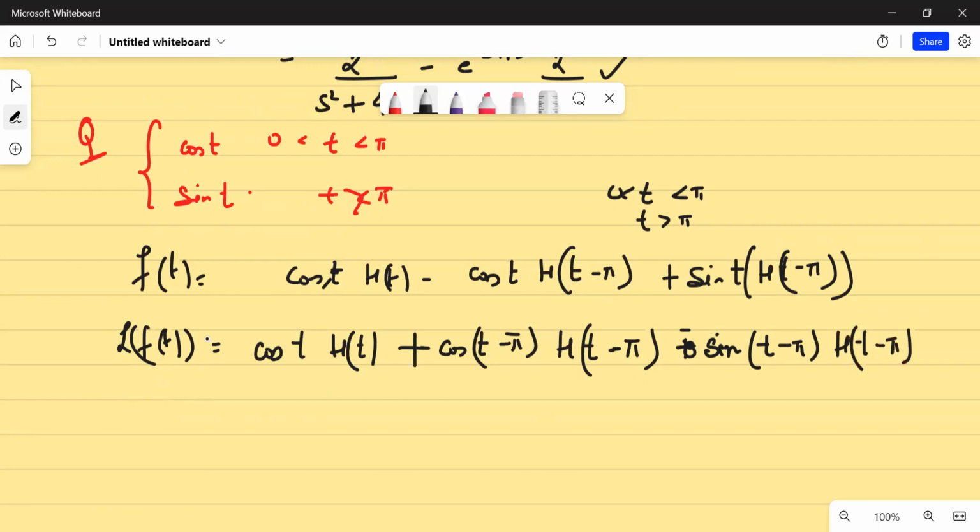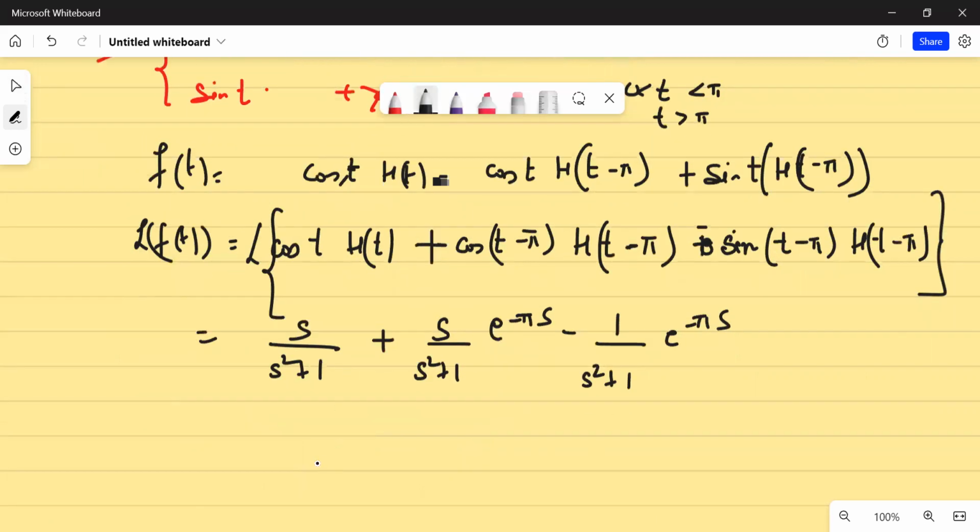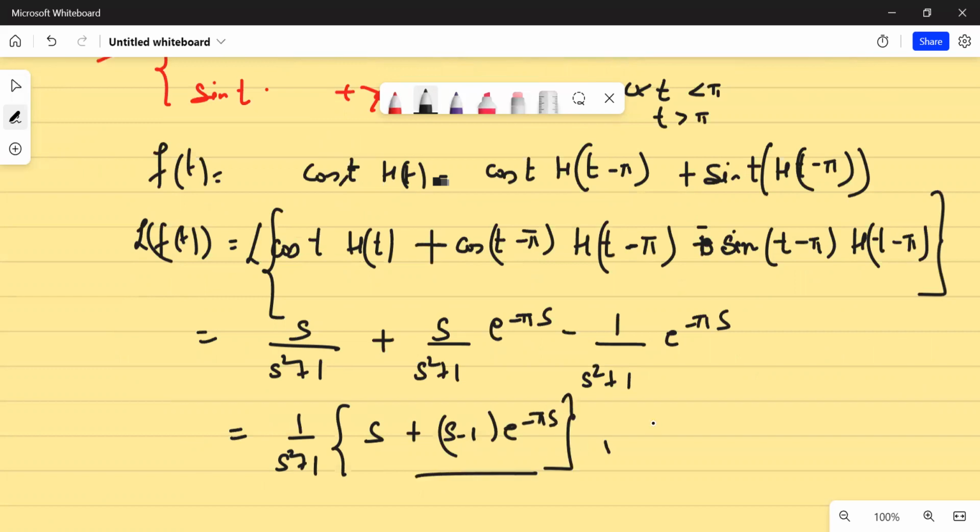Okay, so this is the Laplace transform of all these things. So Laplace transform of cos t is simply s upon s square plus 1. What is this? This would be, I think, again s upon s square plus 1, only e to the power minus pi s would come in excess, and then there would be minus 1 upon s square plus 1, with e to the power minus pi s. Okay, so if I take this all, 1 upon s square plus 1 common out, so what I will get is s plus s minus 1 into e to the power minus pi s. Is that clear? Isme kuch galti to nahin kari na?